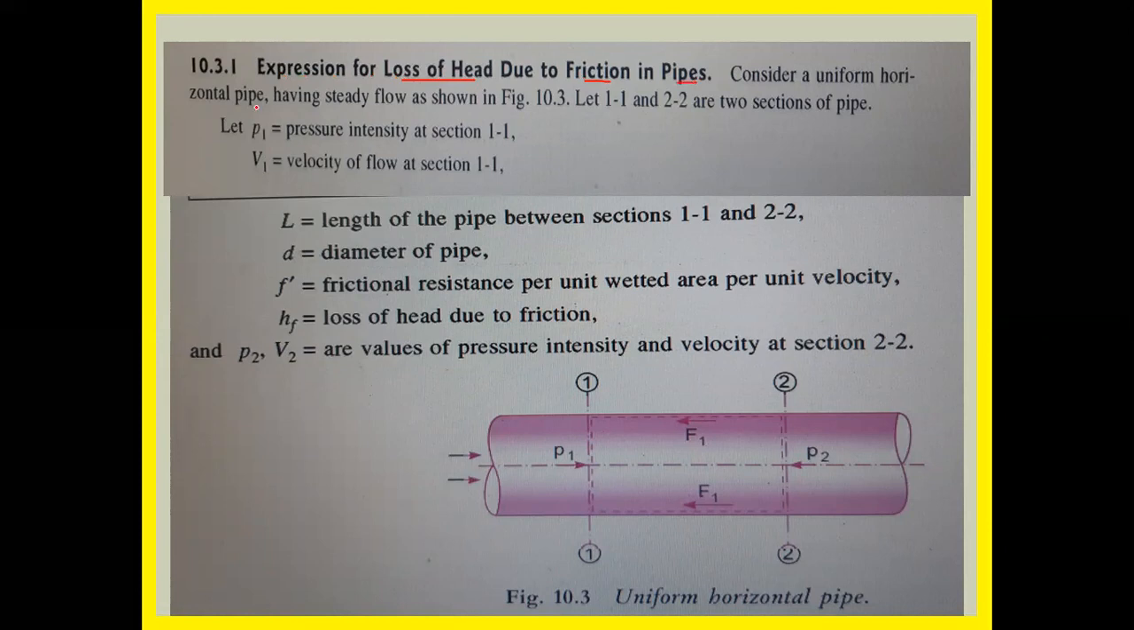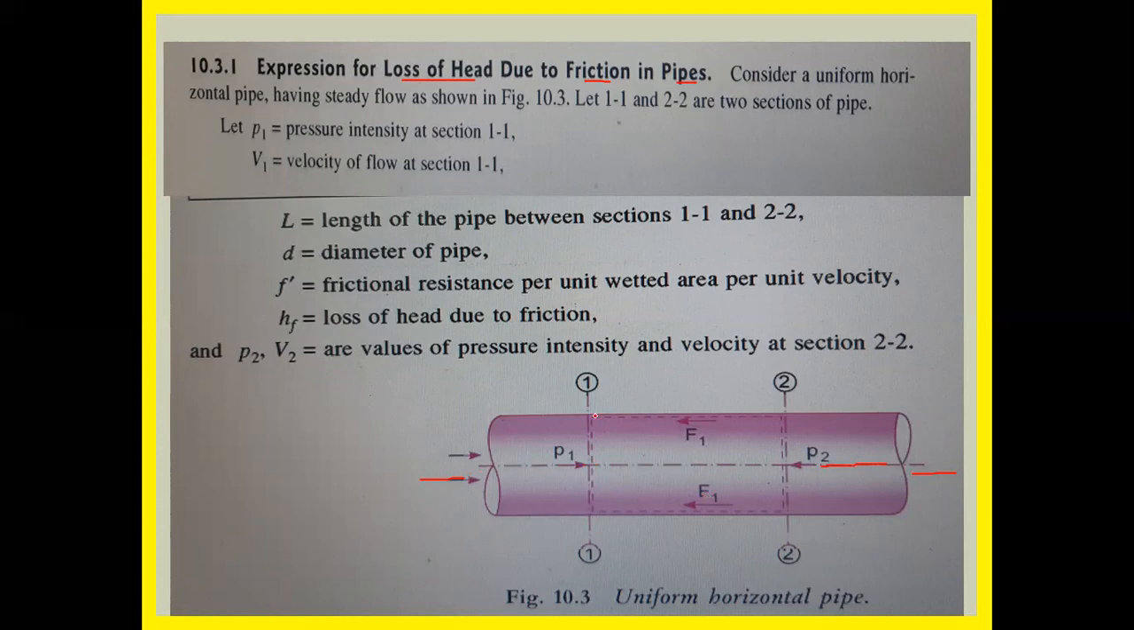Consider a uniform horizontal pipe having a steady flow shown in the figure. So take a pipe of uniform cross-section, diameter is same, uniform length. Let section 1 and section 2, we are making sections: entry section and exit section. Let 1 and 2 be the two sections of the pipe. The fluid is flowing from this end. The pressure at this end is P1, the pressure at the opposite end is P2. Here the force F1 is acting.